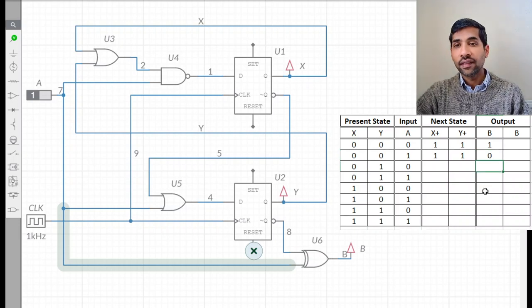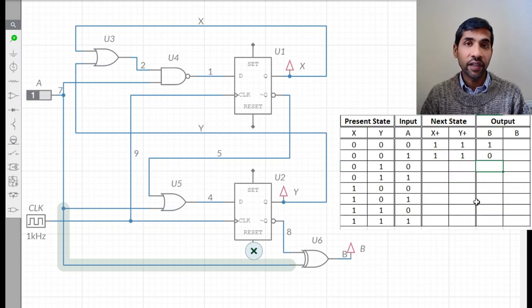You can continue this process and fill up this table. Below this video I'll give you the final truth table, but as an exercise you can work out all the combinations of the inputs that you should get for the circuit.